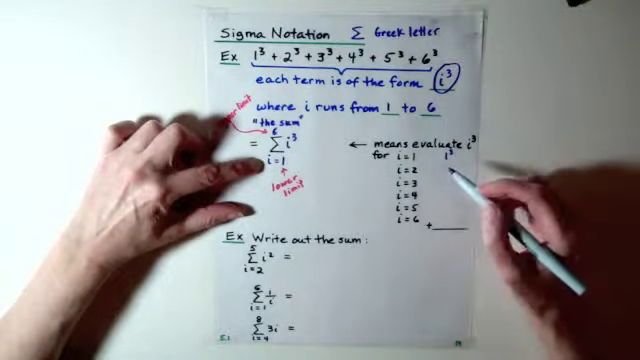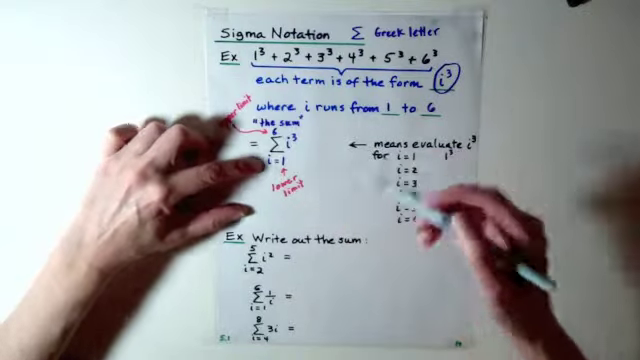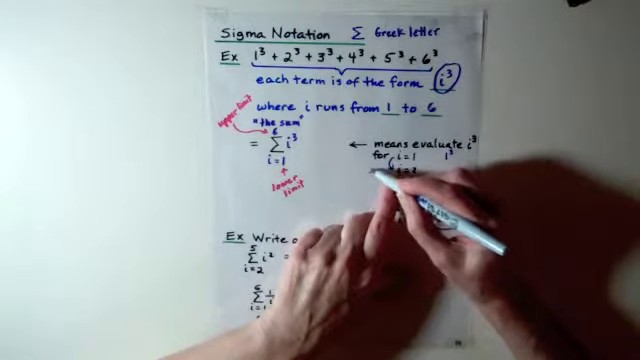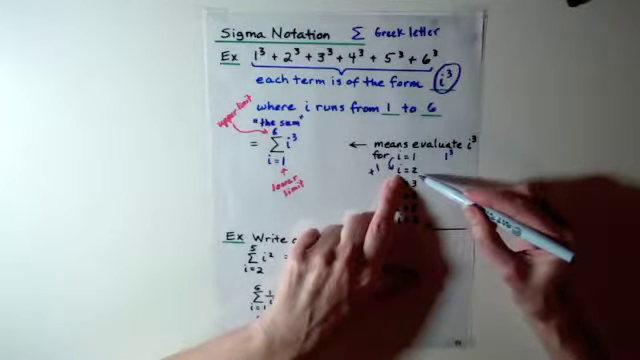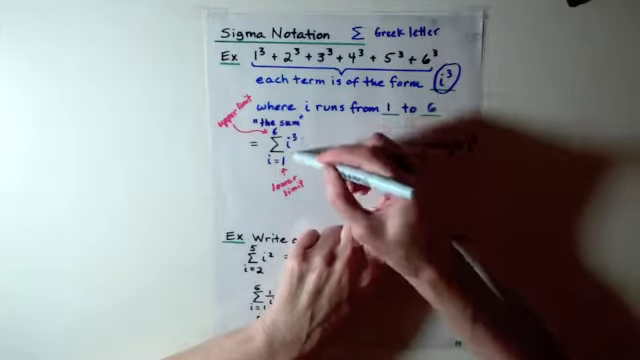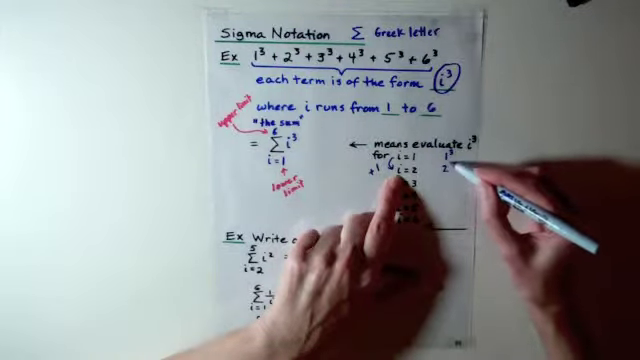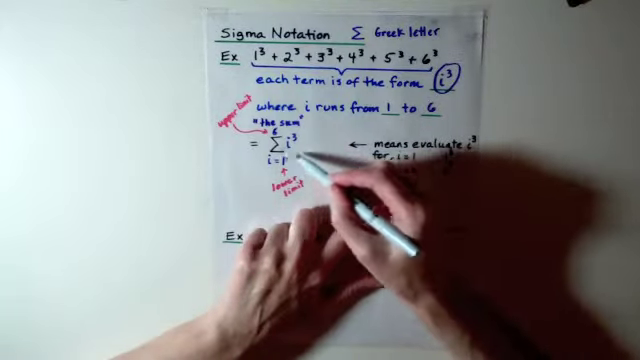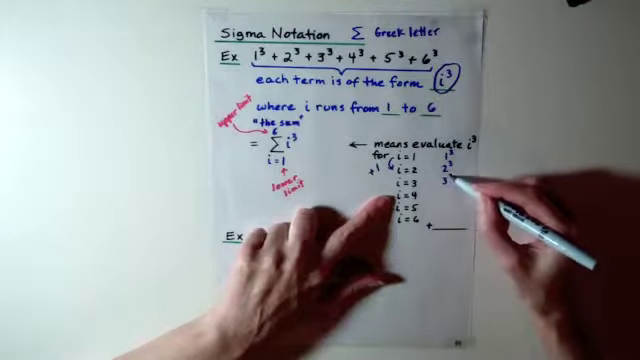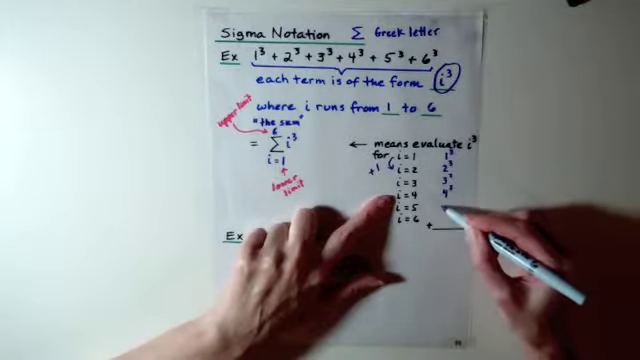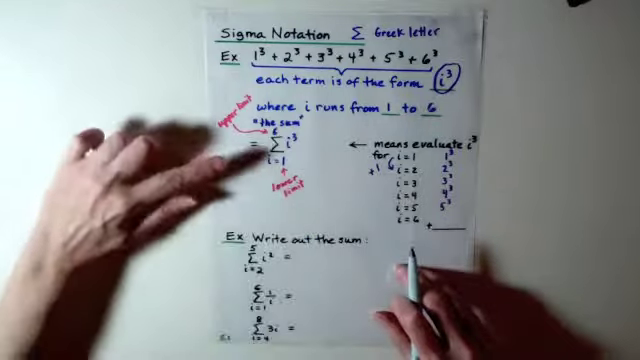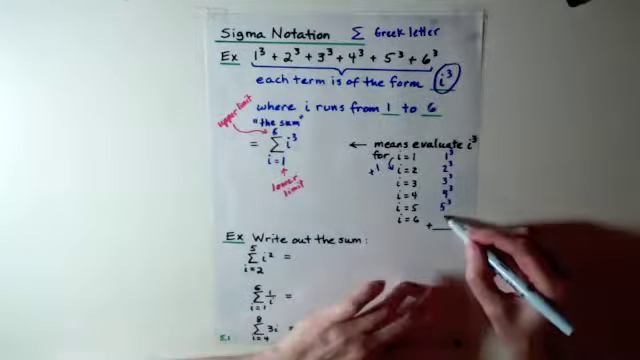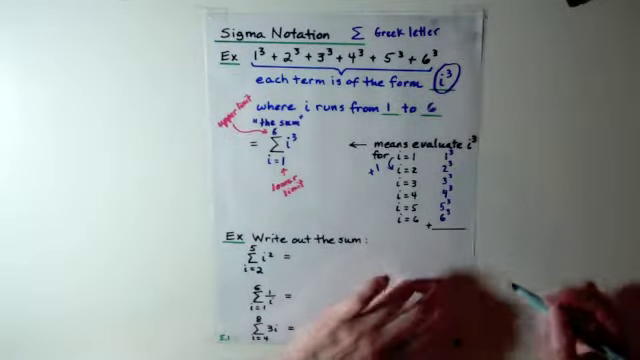And then we go up by 1 each time until we hit the upper limit. So the next thing I would do, I always increase by 1, so I'm going to say plus 1 here. And now I evaluate this same function that's inside here, the I cubed, when I replace I with 2. So I'll get 2 cubed. And the next thing I would do is replace the I with 3, so 3 cubed, 4 cubed, 5 cubed, and then I stop at 6 because I see that there's an upper limit on my sum of 6. So I would stop at 6 cubed.